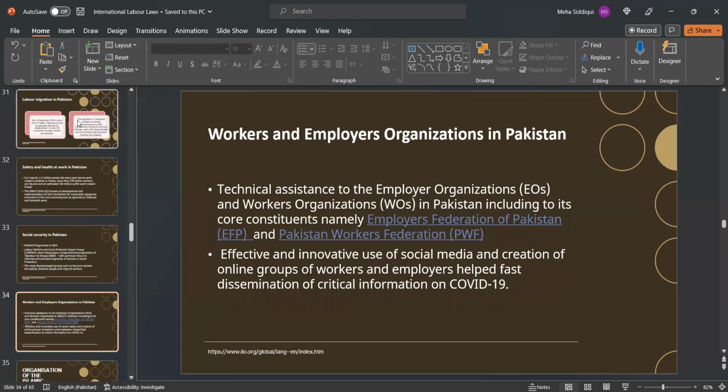Workers' and employers' organizations in Pakistan. Technical assistance is provided to the employer and worker organizations in Pakistan, including its core constituents, namely the Employers' Federation of Pakistan and the Pakistan Workers' Federation. Effective and innovative use of social media and the creation of online groups of workers and employers help fast dissemination of critical information on COVID-19.